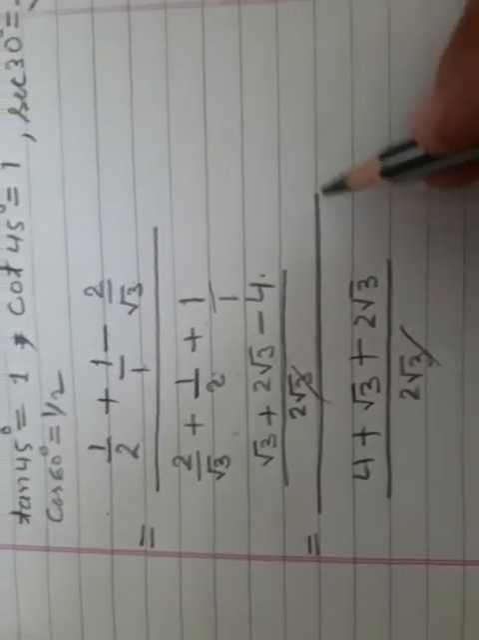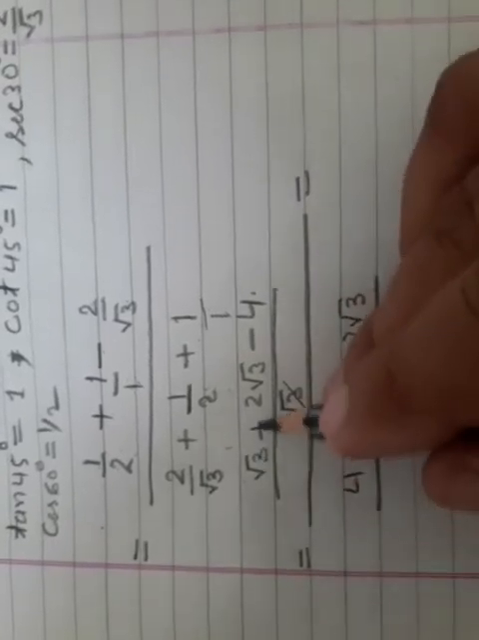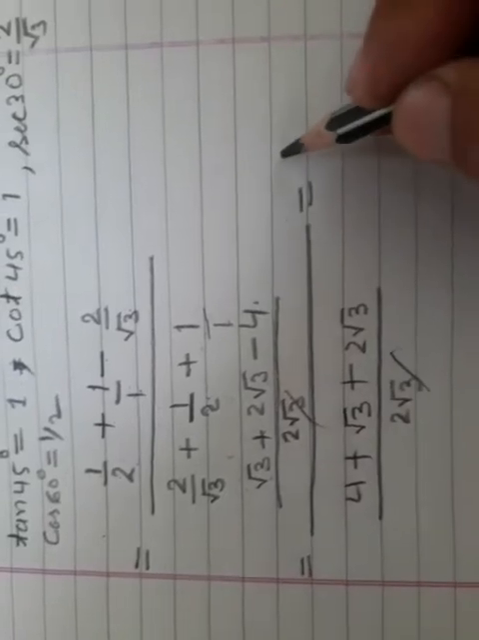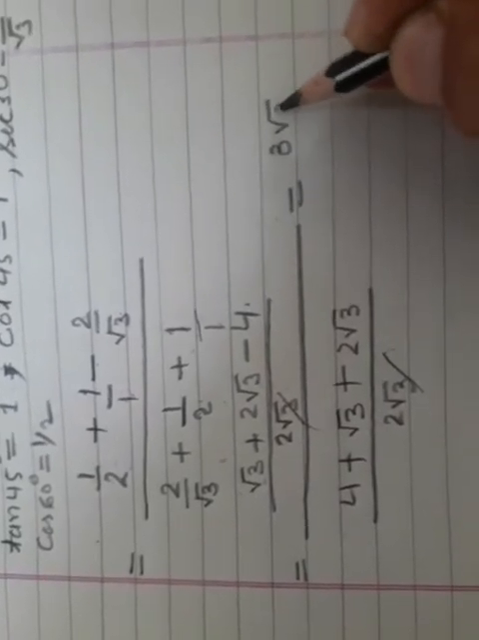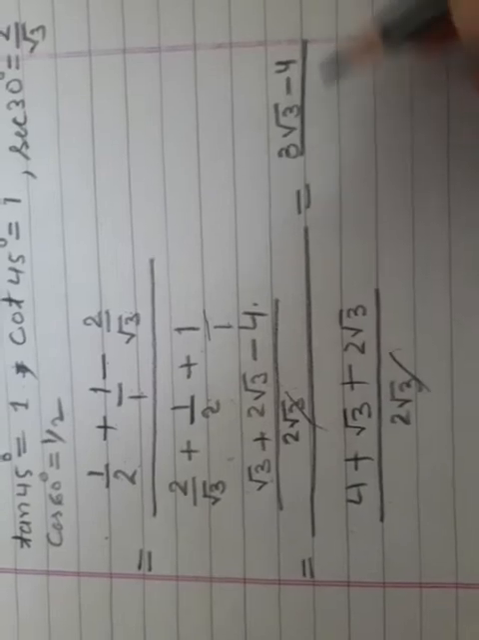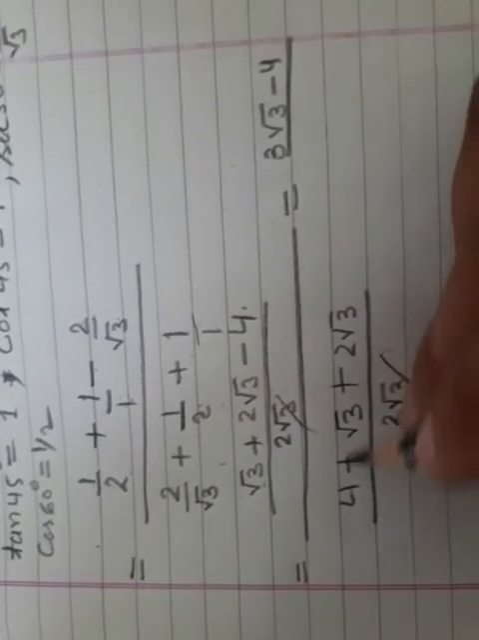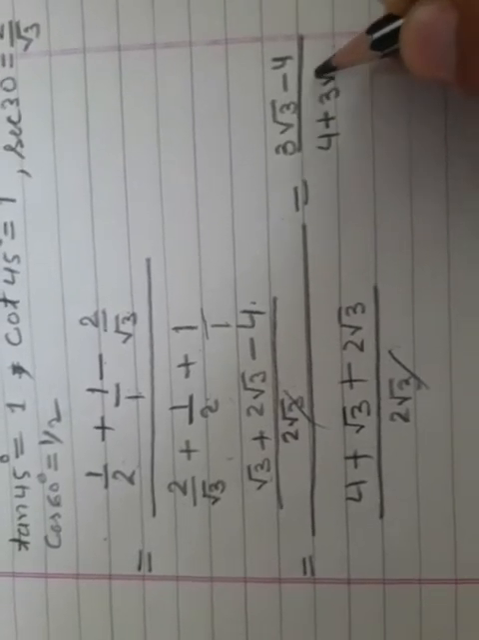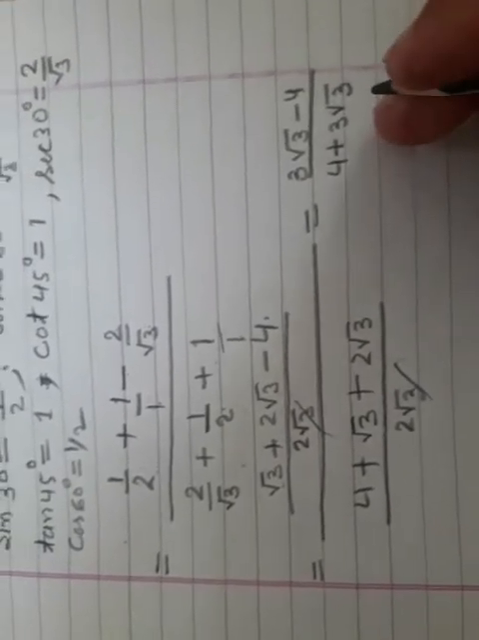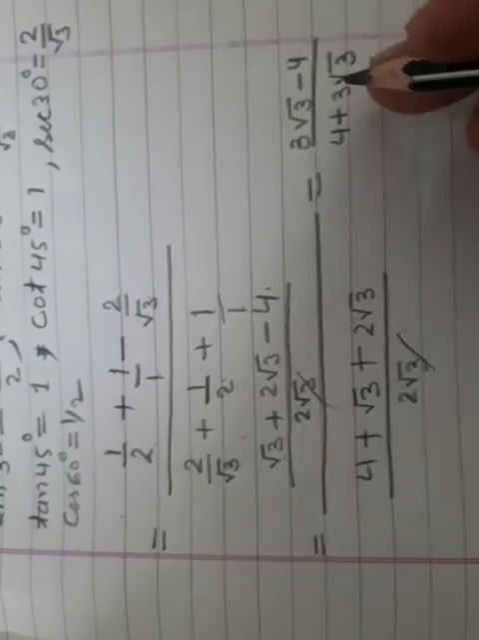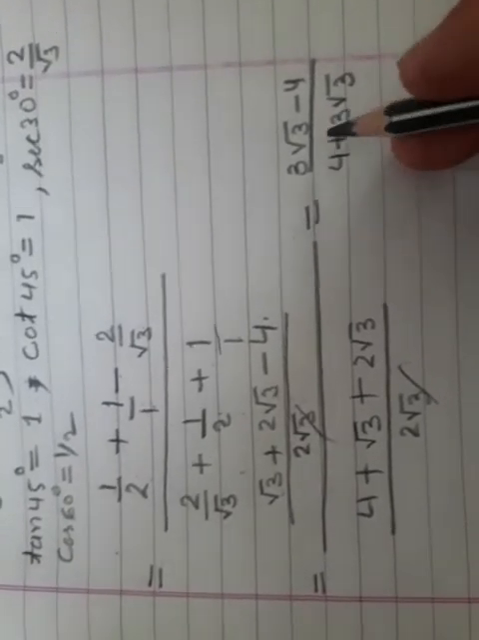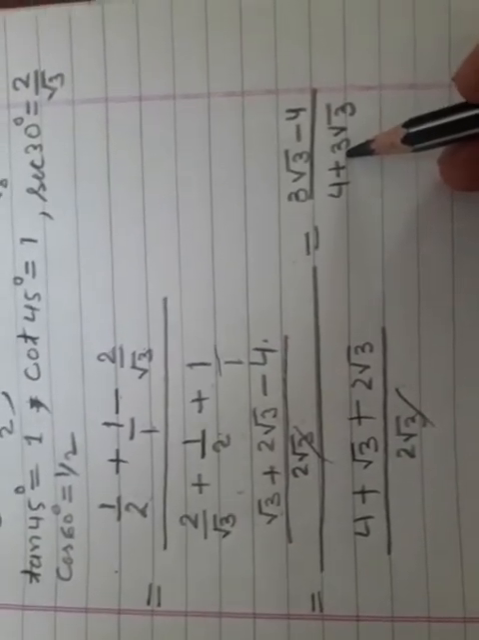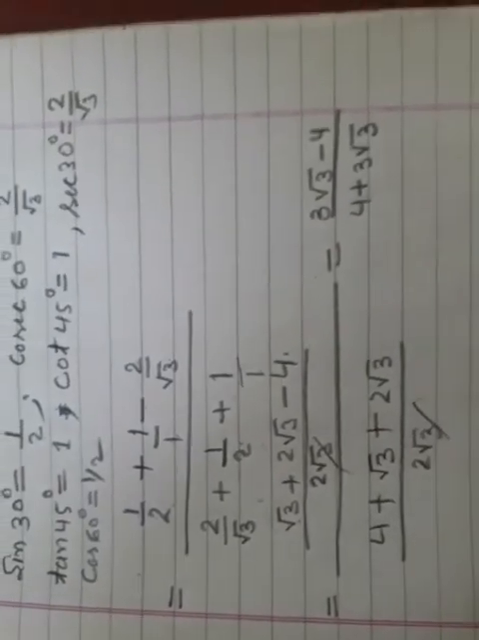So what we get here: 3 root 3 plus 2 root 3. So this one is 3 root 3 minus 4, upon what we get here, 4 plus 3 root 3. So this one is the result right now. Rationalize the denominator. Rationalize the denominator.